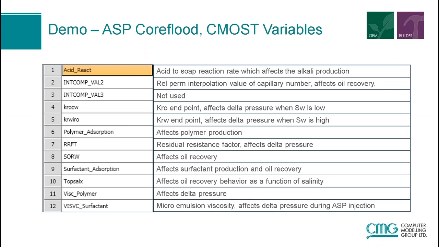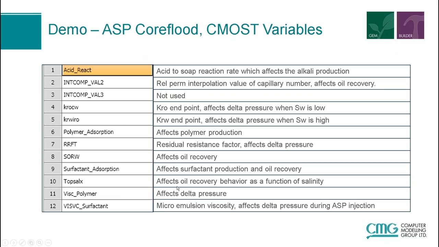The first one is the acid to soap reaction rate. That's going to affect alkali production. Then the rel-perm interpolation value of the capillary number will affect oil recovery. Intercomp valve 3 is normally not used. The KRO and KRW endpoints affect delta pressure when SW is low or high. Polymer absorption will affect polymer production. The residual resistance factor will affect delta pressure. The SORW affects oil recovery. Surfactant absorption affects the surfactant production and oil recovery.